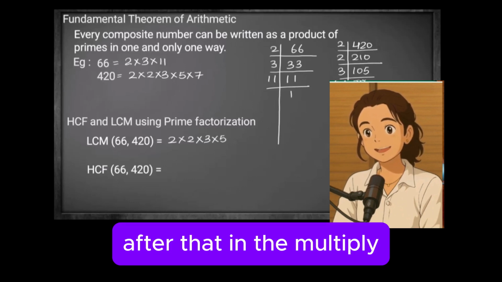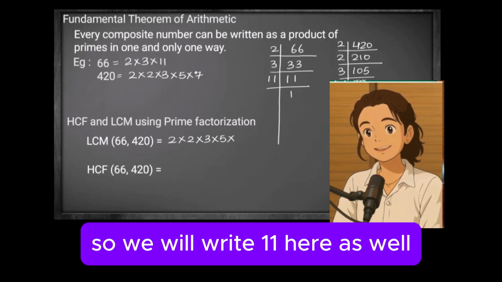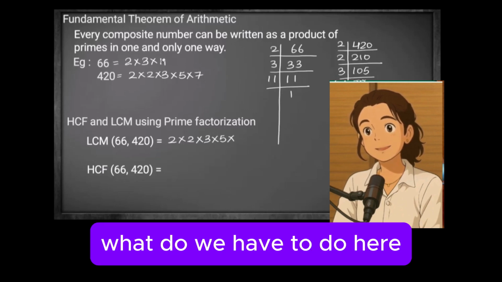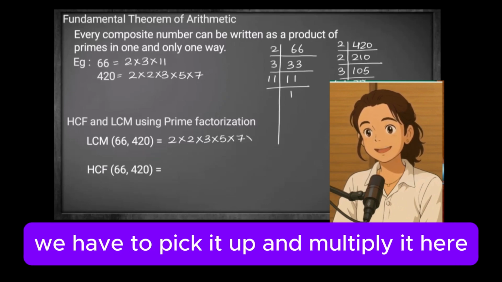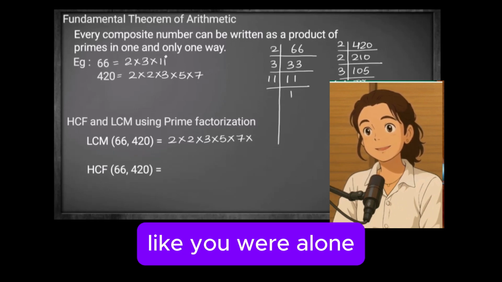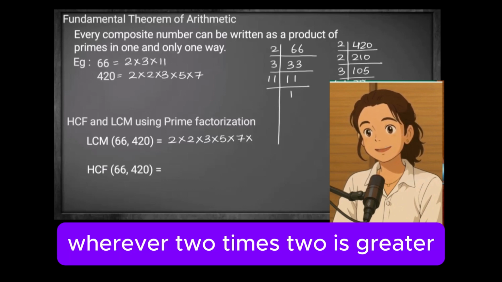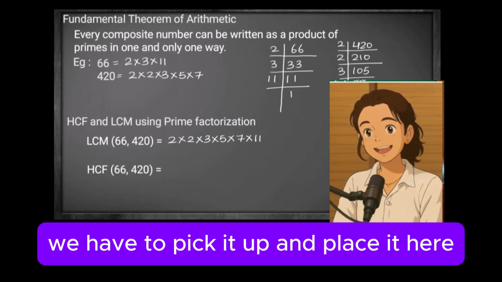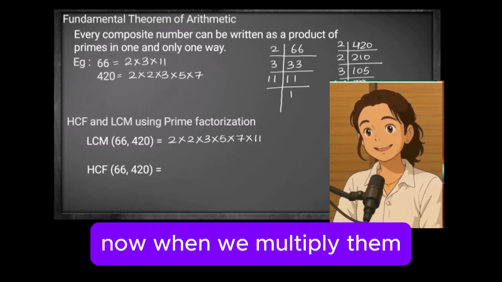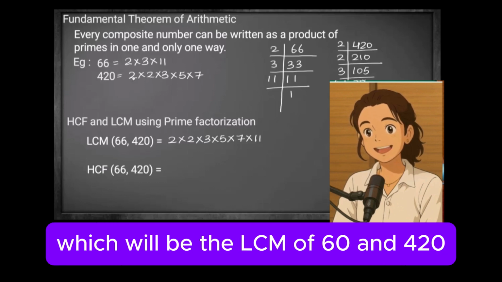After that, in the multiplication, the number which is bigger than 7 is 11. So we will write 11 here as well. What do we have to do here? It is very simple. Wherever it is greater, we have to pick it up and multiply it here. Like 2, which was alone, we have to leave it. Wherever 2 times 2 is greater, we have to pick it up and place it here. Now when we multiply them, we will get our answer, which will be the LCM of 66 and 420.